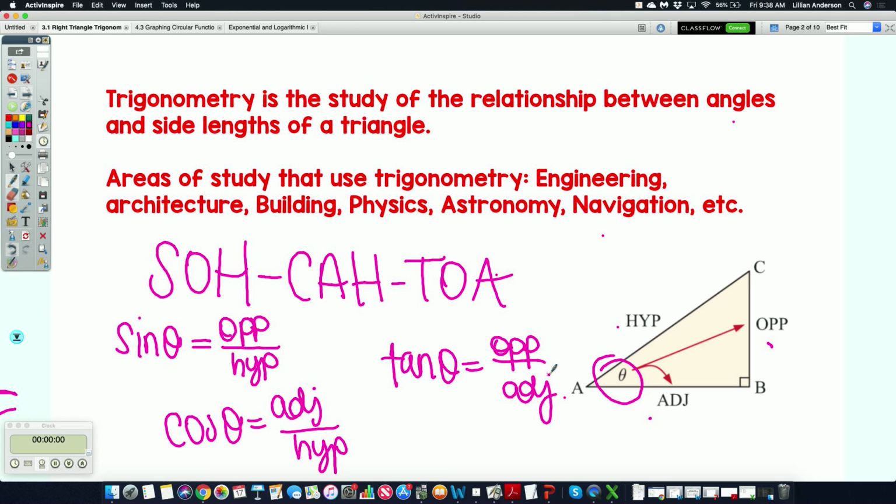Do you guys remember this? Remember, theta was always your acute angle, so it's never based off of the 90-degree angle. Always one of your acute angles. How many degrees are in a triangle? 180. So if you already have 90 taken care of by the right angle, then these two angles, theta, let's just say theta prime, have to add up to equal 90 degrees. Hence why they would both be acute.